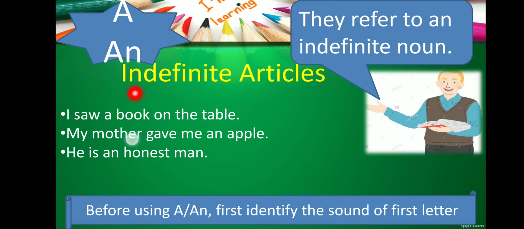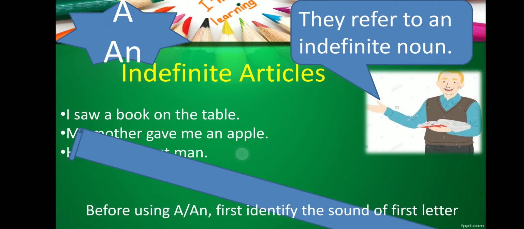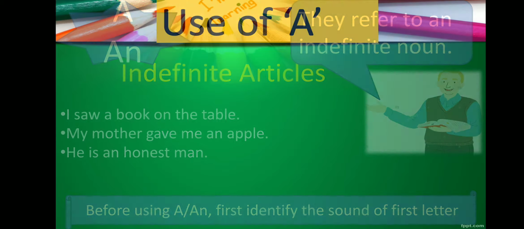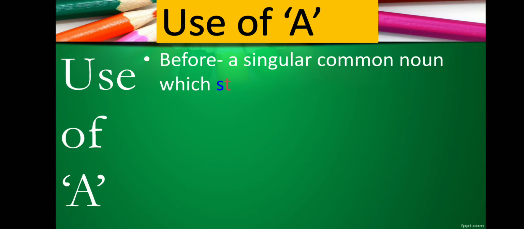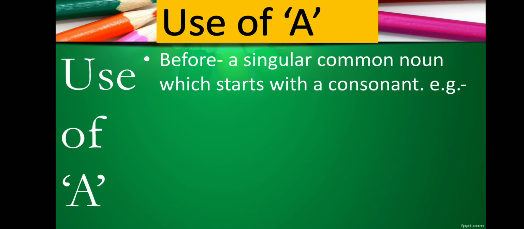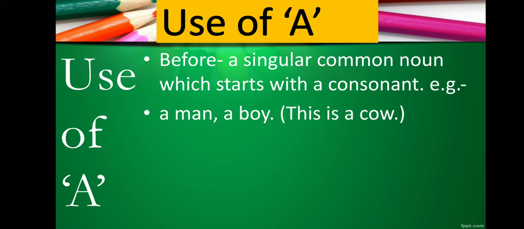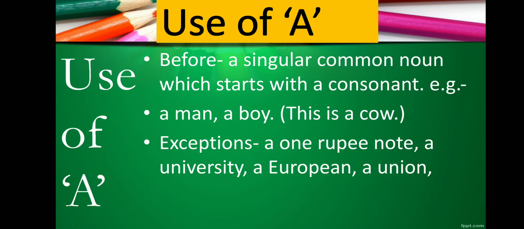A book, the sound is a consonant sound, so we use article a. Before using a and an, first identify the sound of the first letter. Always identify the sound. Now, uses of article a. How will you use it? Before a singular common noun which starts with a consonant sound. For example, a man, a boy. This is a cow. Some exceptions are a one rupee note, a university, a European, a union.